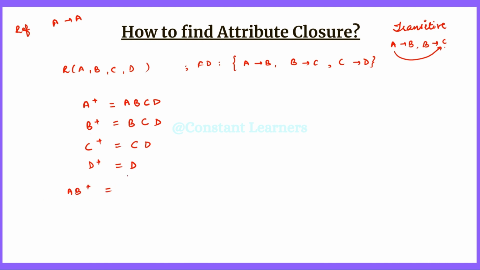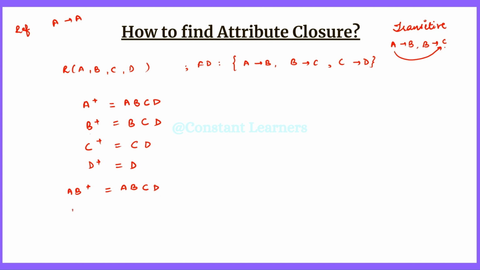Attribute closure of A, B will be, see, A will determine itself and B will determine itself. Right. Then A determines B. B is already here. B determines C. So we'll get C here and C determines D. So we'll get D here.